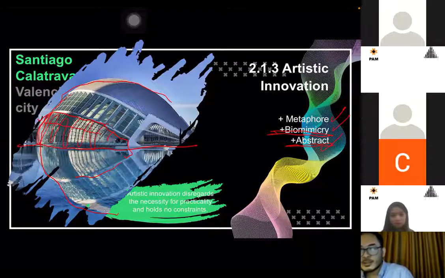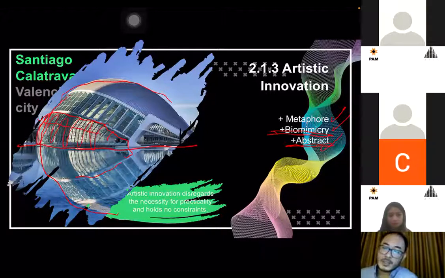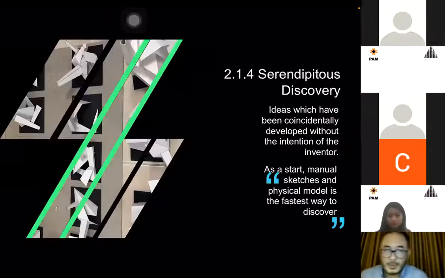Biomimicry and metaphor are quite easy, because you study, for example, fingers alone, and you can form many kinds of creations. Even with this one hand, you have many ways to fold your fingers, and that alone can create unique types of design. Even talking about that can be very long, but it doesn't matter now. What matters is the next one. Because once you have philosophy and the artistic innovation method, you will keep on doing the process of testing, sketching, creating models. And that's why serendipitous discovery, another step of the concept, is introduced here.